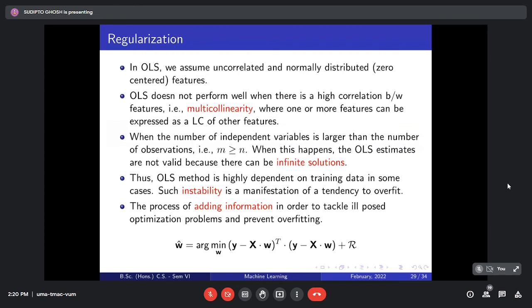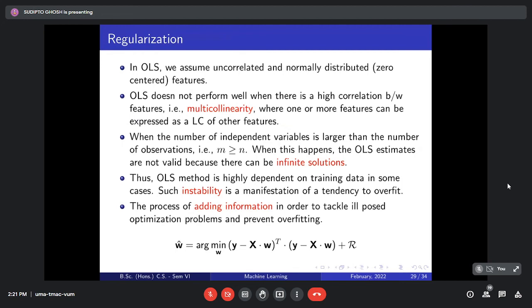In ordinary least squares, OLS, these are our assumptions. The features are uncorrelated. That means the covariances between the features, not with the target variable, between the features, the correlation is zero, covariance is zero. The data is normally distributed with zero-centered mean. In OLS, we have to take that assumption, also in some of the regularization problems, but we'll skip that. But the main thing is that the ordinary least square method does not perform well when there is a high correlation between features.